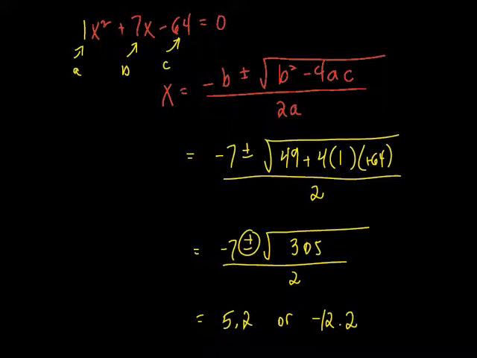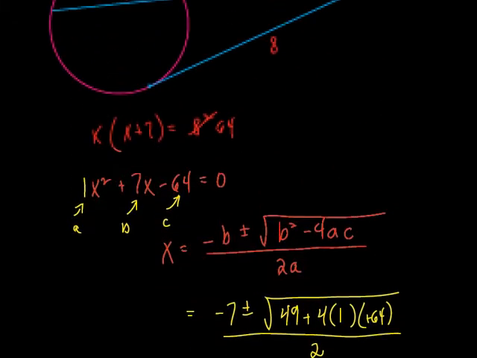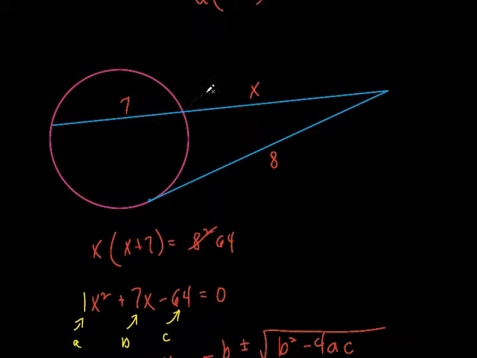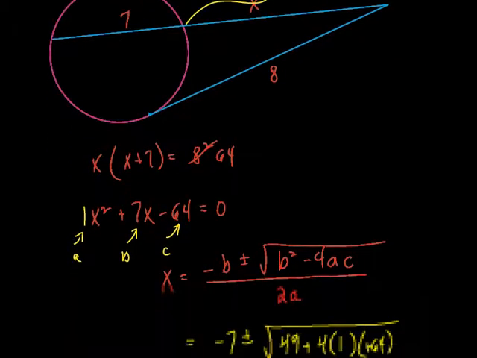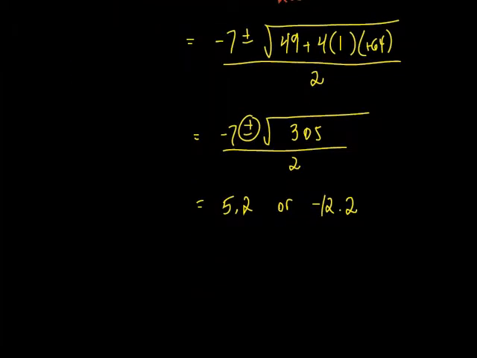But what are we trying to do? We're trying to solve for x, aren't we? X is what? It's a length. Can it be both of them? It can't be both of them, so how do we know which one it's going to be? Which one?